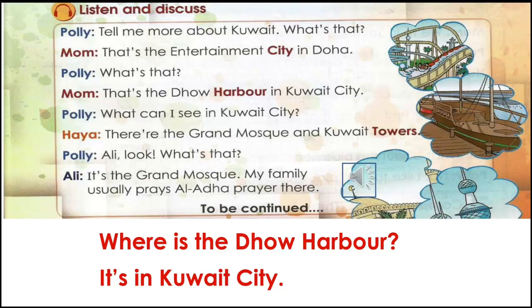Tell me more about Kuwait. What's that? That's the entertainment city in Doha. What's that? That's the Doha Harbor in Kuwait City. What can I see in Kuwait City? There are the Grand Mosque and Kuwait Towers. Ali, look, what's that? It's the Grand Mosque. My family usually prays Al-Adha prayers there.